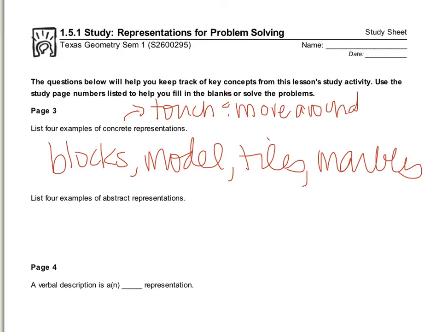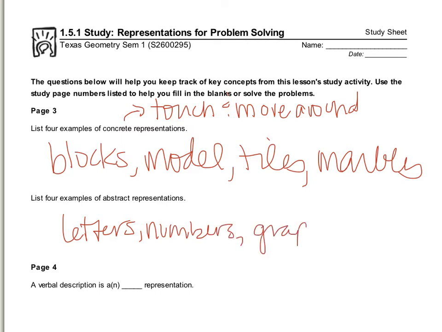Abstract, anytime you hear the word abstract, it's more theoretical. A lot of times, it's described as an idea. Now, in math, we don't really have ideas, or we do, but that's not what we're talking about when we talk about abstract representations. We're talking about things that you can write on paper. Like letters, not a letter you write to a friend, but letters A, B, C, D, or numbers, graphs, tables, anything that you have to physically draw on paper. Yes, you can touch it, but when you touch it, you can't move it around or anything like that.